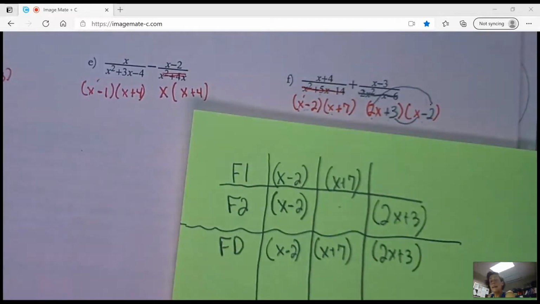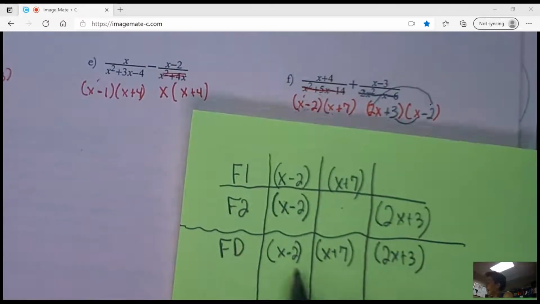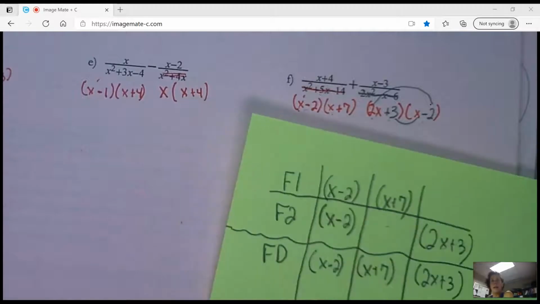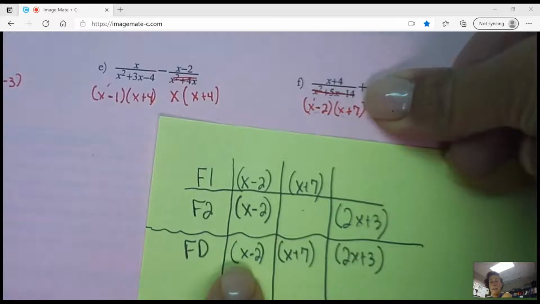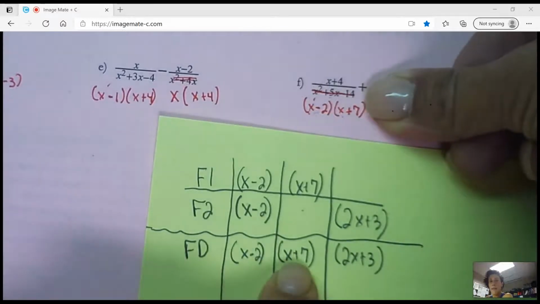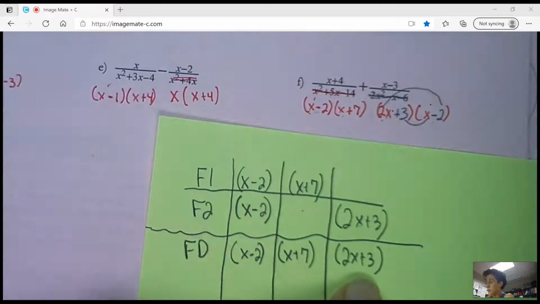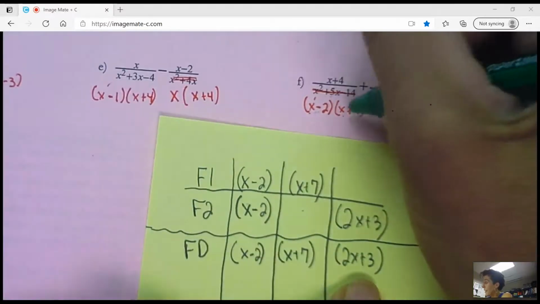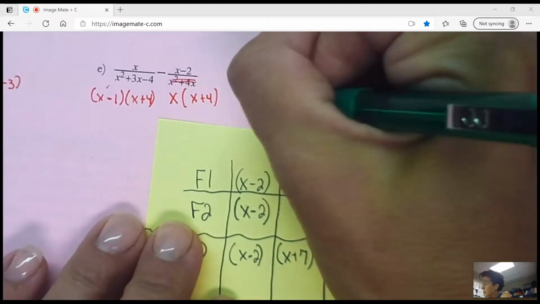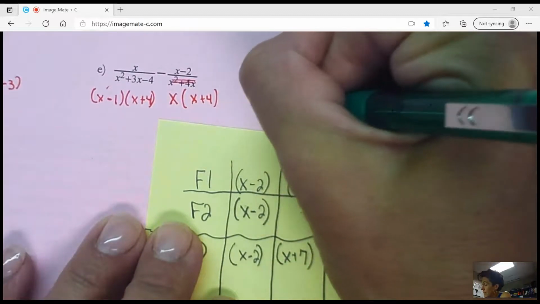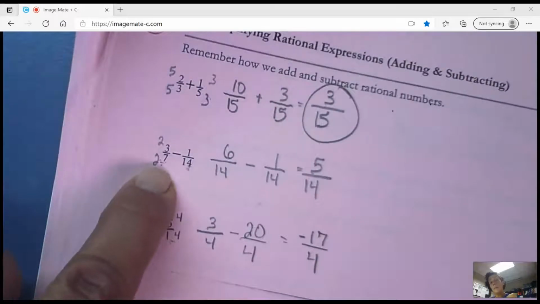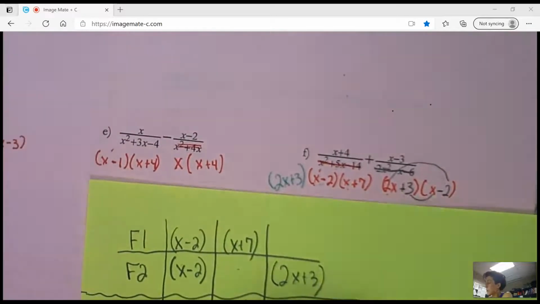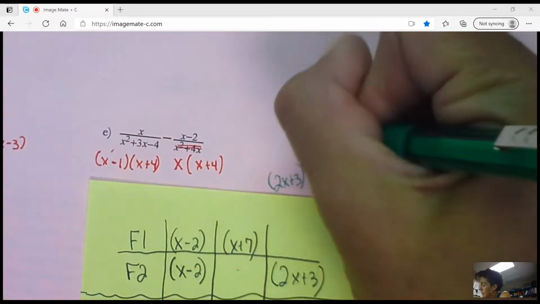So when I'm done, I need each fraction to have all 3 parts. Okay, so when I look at my first fraction, it has the x minus 2 and the x plus 7, but it doesn't have the 2x plus 3. So what I'm going to do is take this fraction and multiply the bottom by 2x plus 3, just like I went up here and multiplied this by 2. Whatever we did to the bottom, I did to the top. So I'm going to put this 2x plus 3 also on the top.